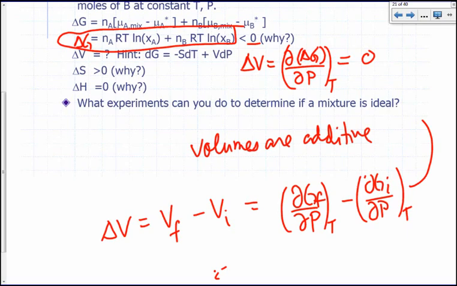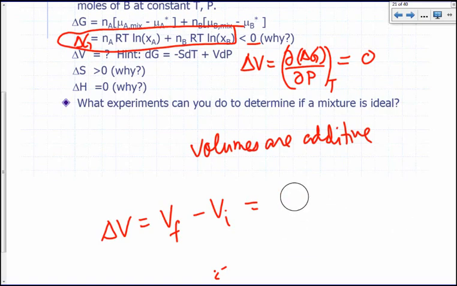What would it mean if the total volume is less than the individual volumes added together? Then that would mean you're looking at strong solute-solvent interactions as opposed to interactions amongst the solute molecules and amongst the solvent molecules. Okay? And if delta V is positive, then that means the solute-solvent interactions are weaker than the individual solute-solute and solvent-solvent interactions.